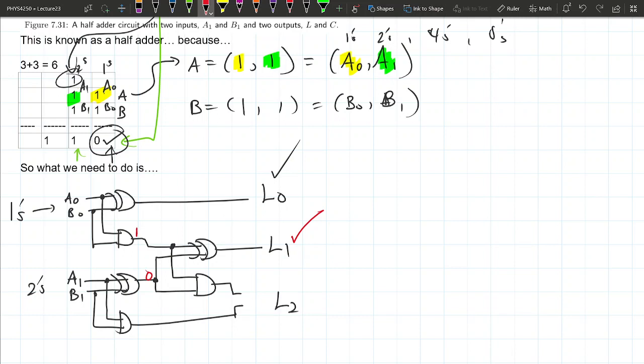The last thing we have to figure out is what type of gate to put here in order to get an output that makes sense for L2. L2 is basically the carry of the ones place. So whatever carries up here, you want it to get up there. So when all of these are ones, you want this output to be 1.